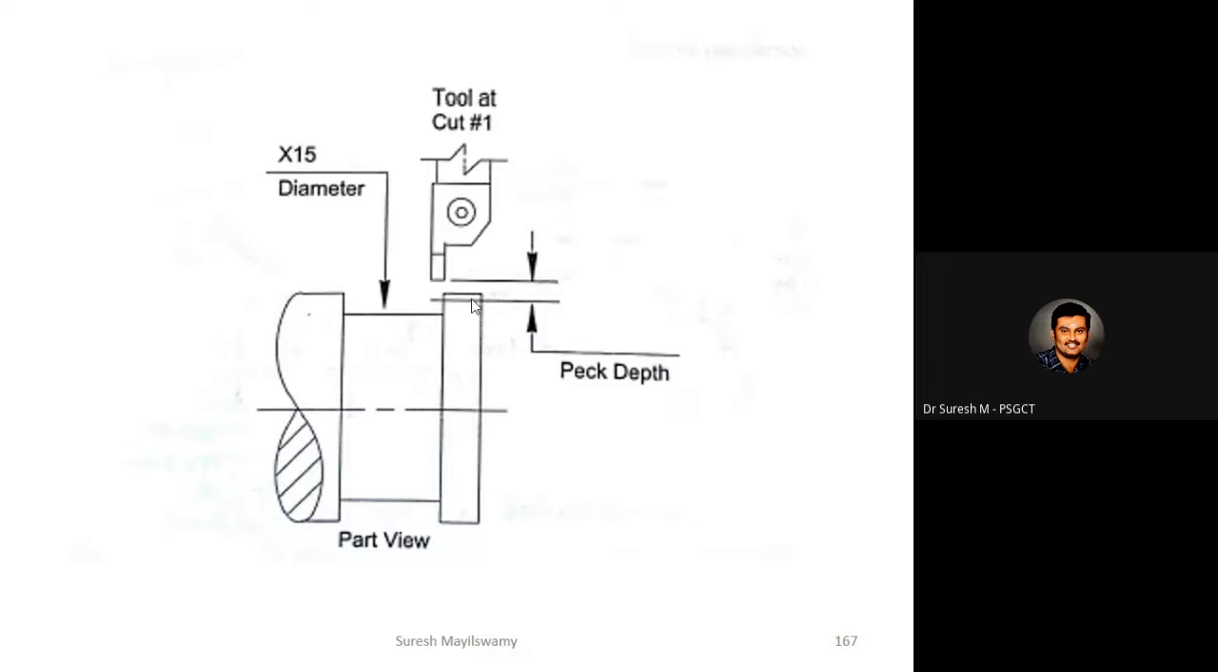So this is a cutting tool, and the vertical movement is called the stepping distance, and then the horizontal movement is called the peck increment.